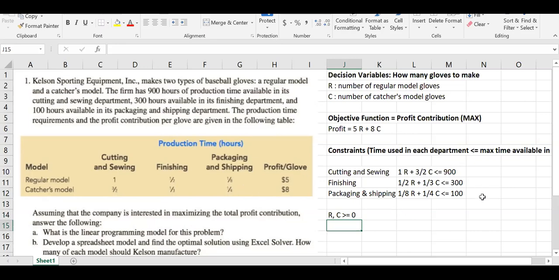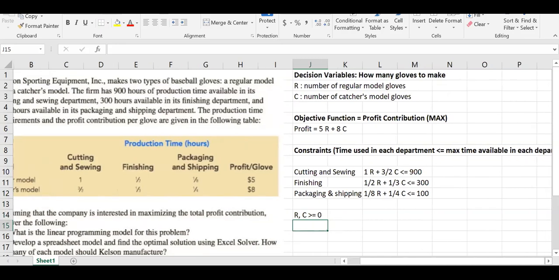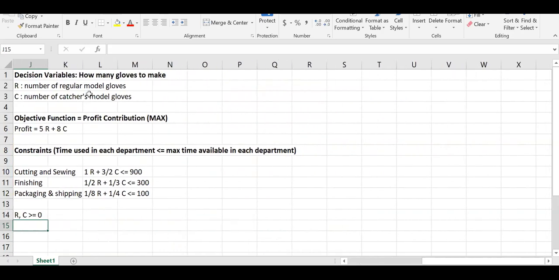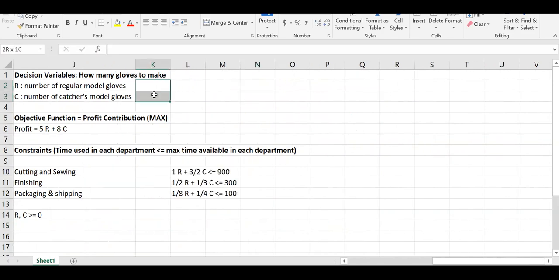Now let's go ahead and create a spreadsheet model for this. I'm going to extend it a little bit to the right. We are going to create 2 cells. I'm not going to write it again, so I can just move it here. So I'm going to have my decision variables here.